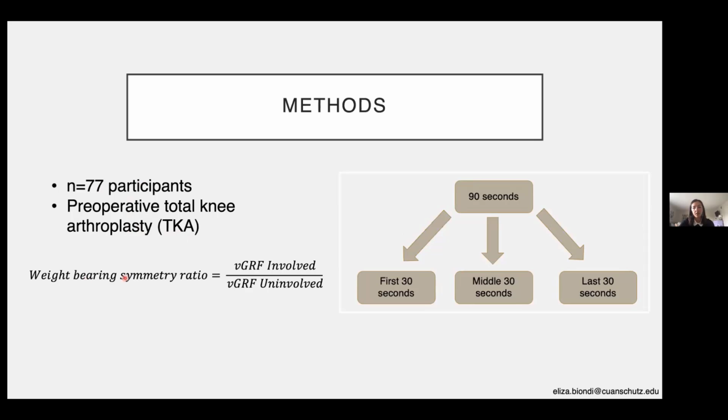I use this ratio, weight-bearing symmetry ratio, where you take normalized and averaged vertical ground reaction force of the involved limb and divide it by normalized and averaged vertical ground reaction force of the uninvolved limb. And I did that for each of these different sections. I obtained data via Vicon Nexus and Visual 3D, and then worked primarily in MATLAB for all of this.